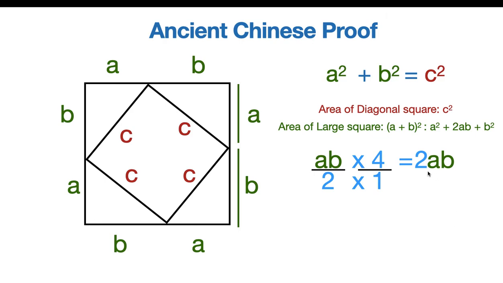So we have 2ab. Now we're going to subtract this from the area of the large square. So the area of the large square is a squared plus 2ab plus b squared, and that minus 2ab. a squared plus 2ab plus b squared minus 2ab should equal c squared. Well, since 2ab and 2ab are like terms, 2ab minus 2ab would be 0, so we can cross those off. And we get a squared plus b squared equals c squared.